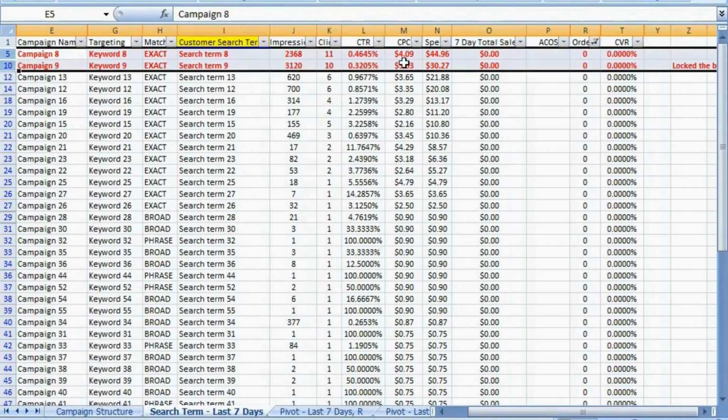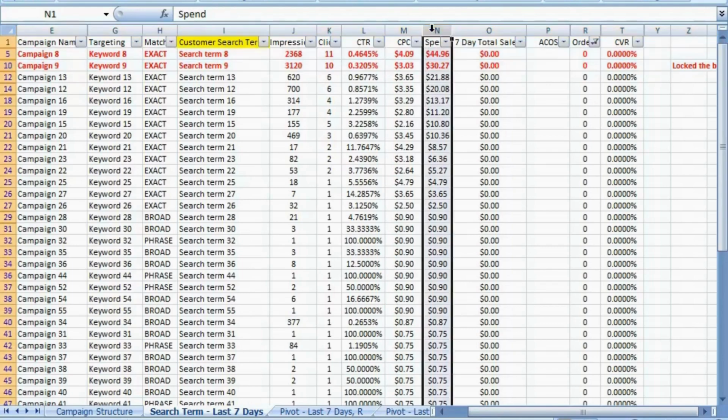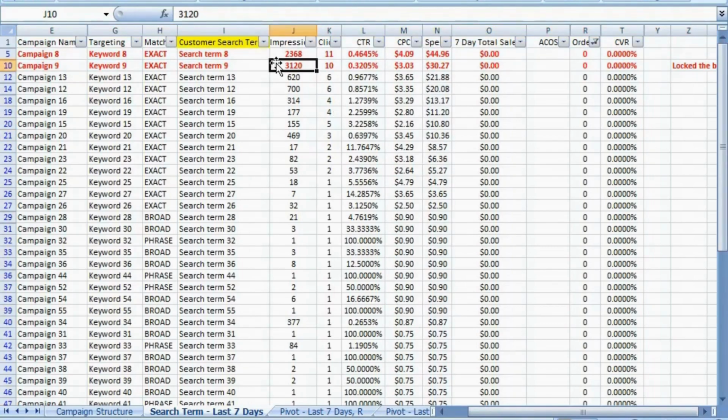So there are 2 such search terms where we got 10 or more clicks and we got 0 sales, and yes, we spent a lot of money also. Now can we blindly negate this particular search term? The answer to that question is absolute no.